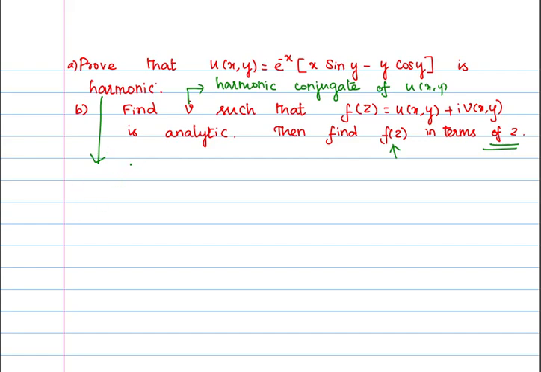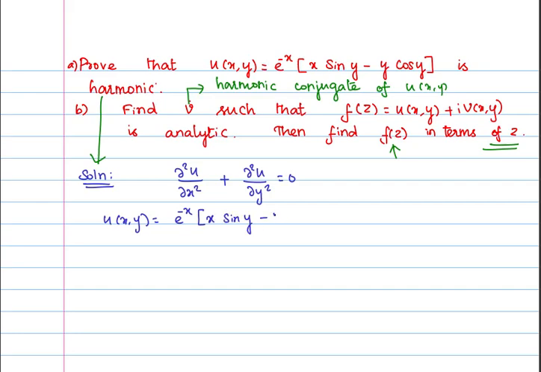What is meant by harmonic? Any function that satisfies the Laplace equation is called harmonic. First I want to start with what the Laplace equation is. The Laplace equation is d square u by dx square plus d square u by dy square equal to 0. So what is u? u of x comma y is given as exponential of minus x times sin y minus y times cos y.